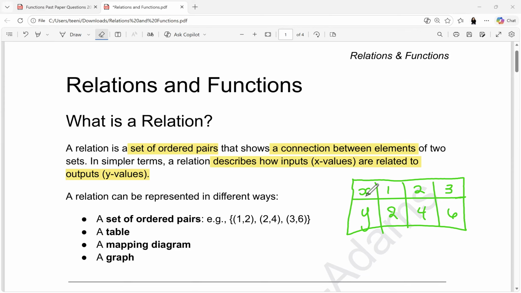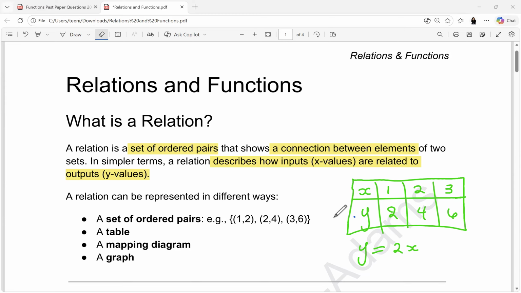So I can represent this relation as y equals 2x, because for every x value, y is equal to 2 times whatever the x value is. Look, in the first one, when x is 1, y is 2 times 1, which is 2. In the second one, when x is 2, y is 2 times 2, which is 4. And in the third one, when x is 3, y is 2 times 3, which is 6. So the connection, or the relation, here is that y is equal to 2x.